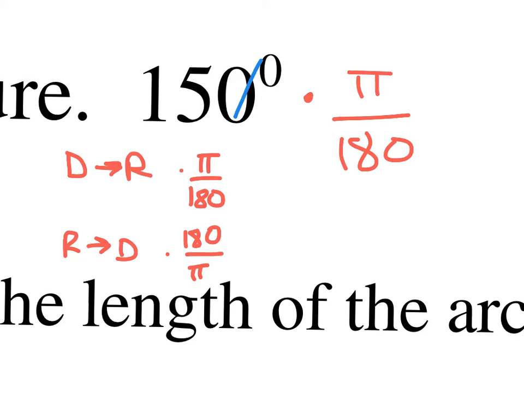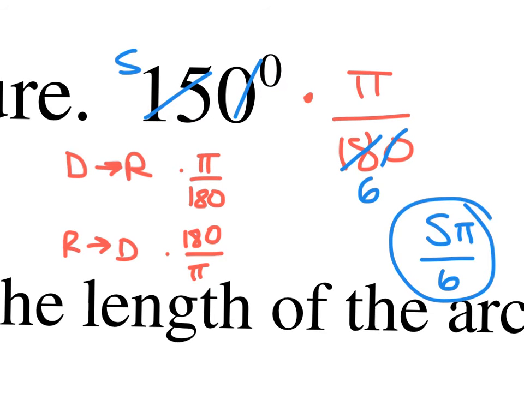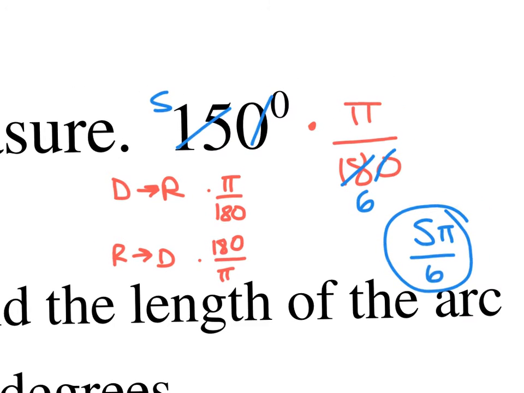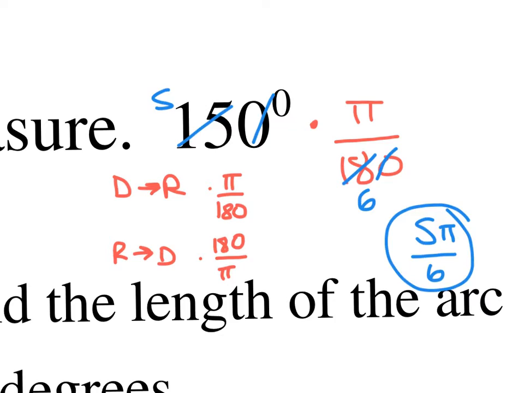I can cancel through the zeros. 3 goes into both these, 5 and 6. So I get 5 pi over 6. Questions on either of those?